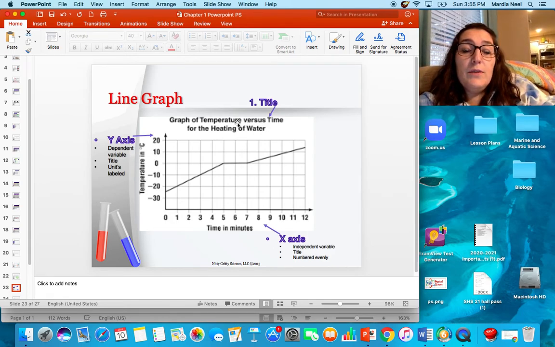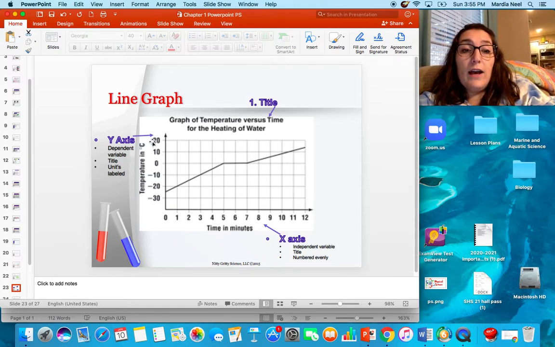The first thing you need when you draw a graph is a title. We need to know what you're graphing on that title. You also need to put a title on your X and your Y axis. If you didn't have time in minutes here, I wouldn't know what these numbers stood for. It could have been days, it could have been hours, it could have been years. So you need to have a title there to let us know what you're measuring.